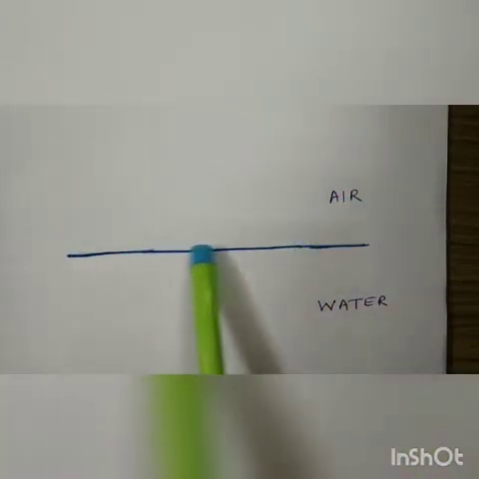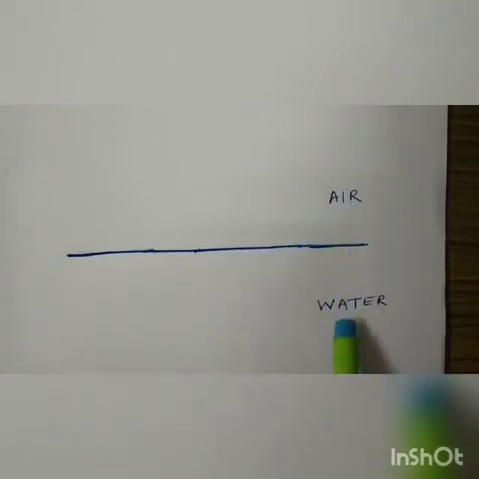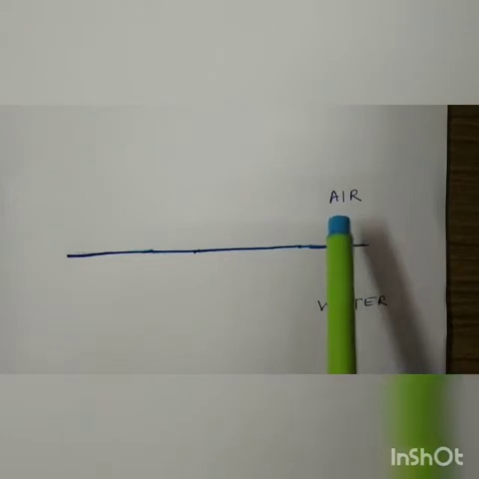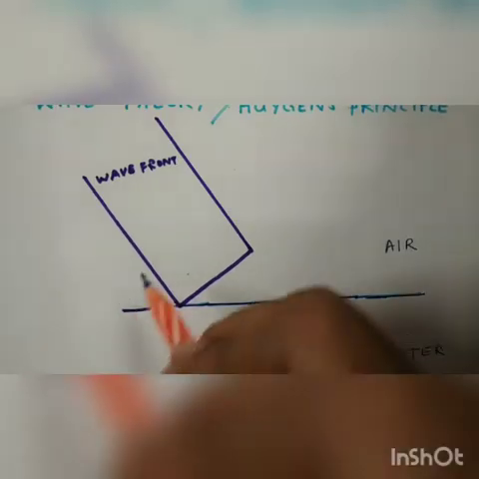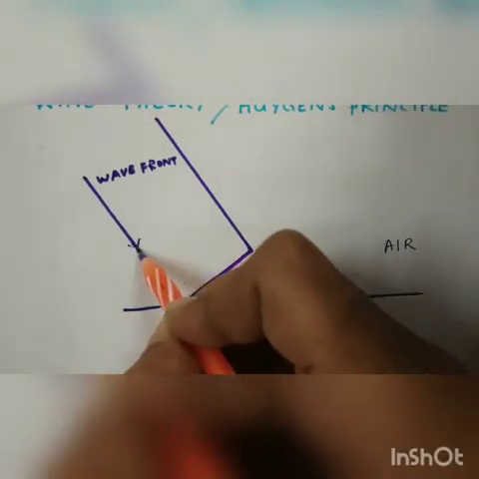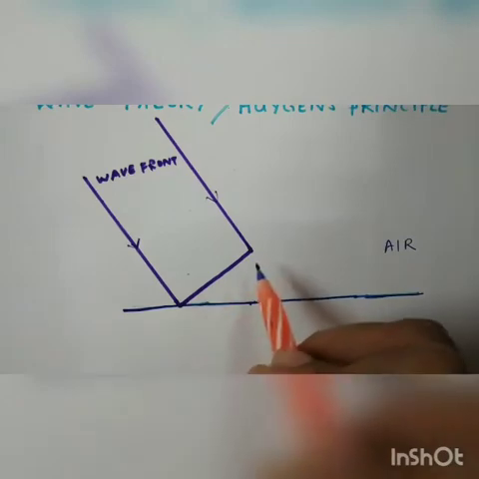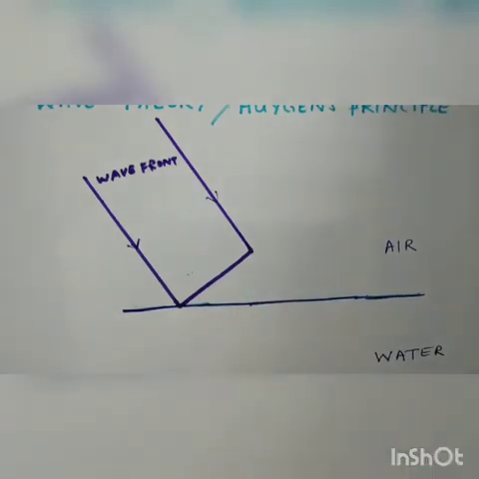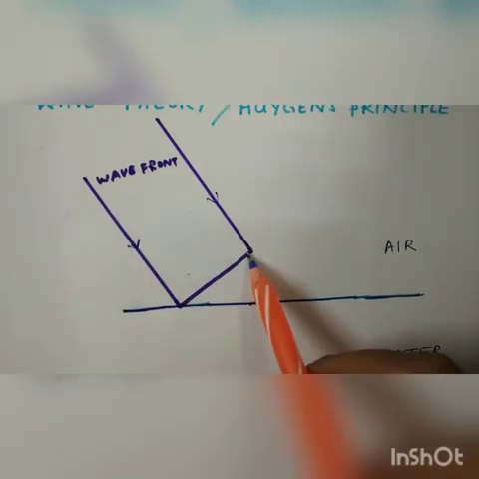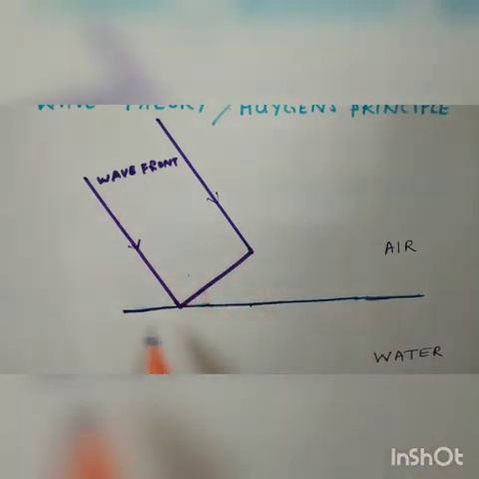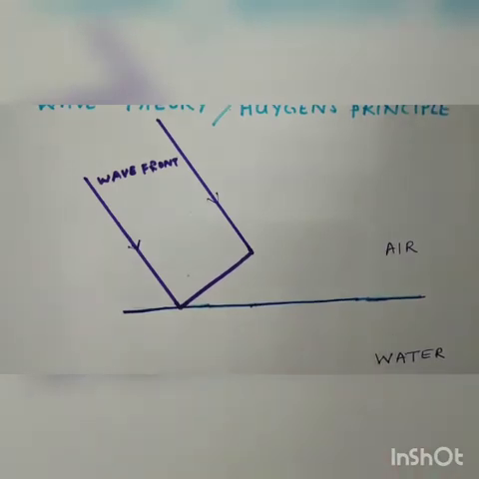This is the surface of separation between the two media, air and water. We know that air is less dense, water is denser than air. Consider a plane wave front coming like this. This is a plane wave front falling on the surface of separation between the air and water interface. It's coming towards the surface of separation.